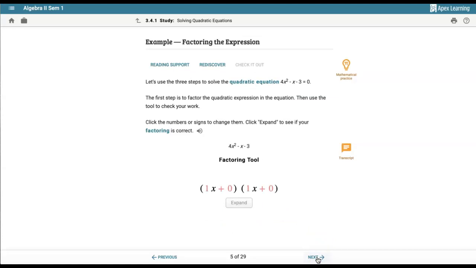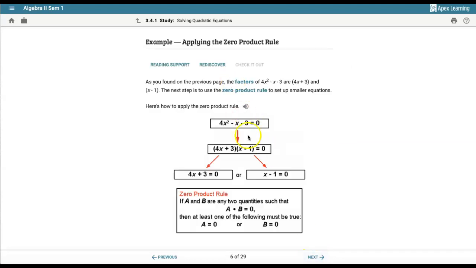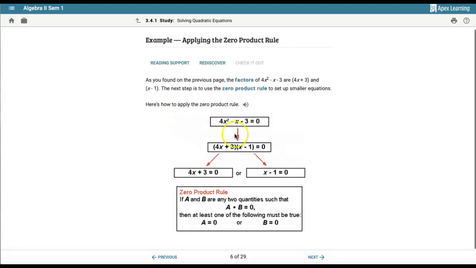If we're solving the quadratic equation, the first step is to factor. We can factor and then check our work. I'll show you more examples of this, and you are more than welcome to use this factoring tool here. We would factor 4x squared minus x minus 3, and for the sake of time, I'm going to skip to the answer. You should have found that the factors are 4x plus 3 and x minus 1. If you want to check my work or check Apex's work, you just FOIL this back out, and you should get the original quadratic here.